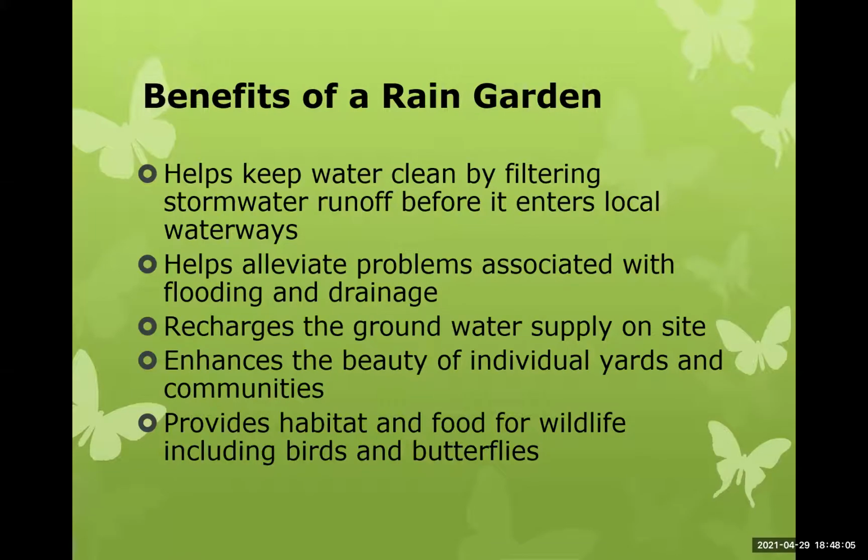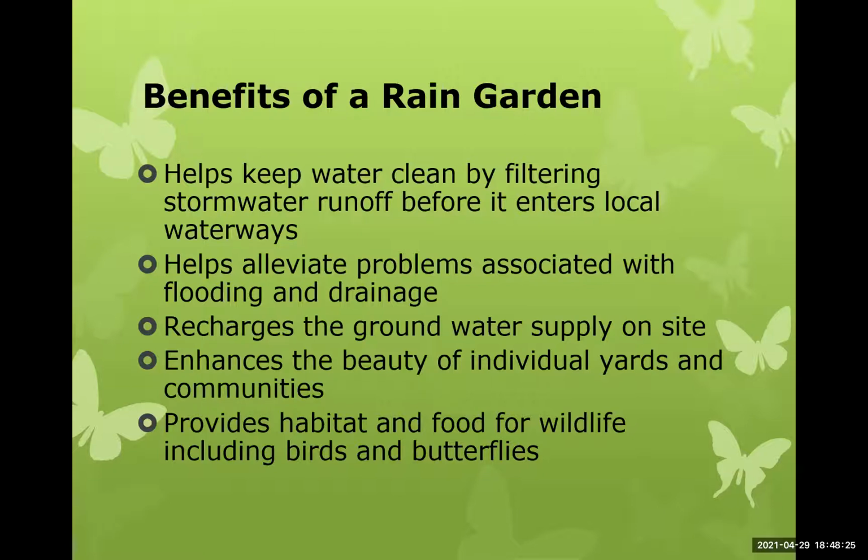So the benefits of a rain garden is it helps keep water clean by filtering it. The ground will filter it before it goes back into the groundwater, and then the groundwater will seep into rivers. They can help alleviate problems with flooding and drainage.